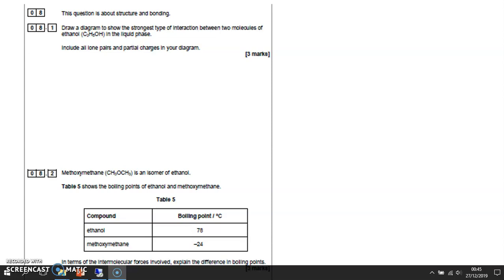And it's actually the lone pairs of electrons on the oxygen attracting the delta plus that cause the hydrogen bonding, as well as the delta minus on the oxygen. So the oxygen's got a delta minus, and it's also got lone pairs of electrons. And so you've got to draw the shape of the molecule, and you've got to draw two molecules with intermolecular hydrogen bonding, and you've got to draw it in the correct shape. Quite a tricky thing to do for 3 marks. So let's have a look how that works.